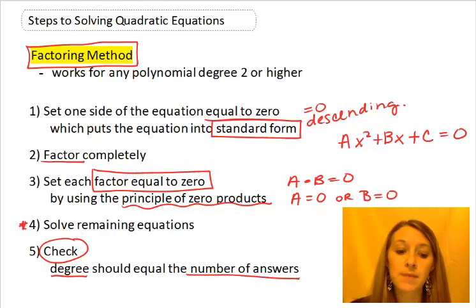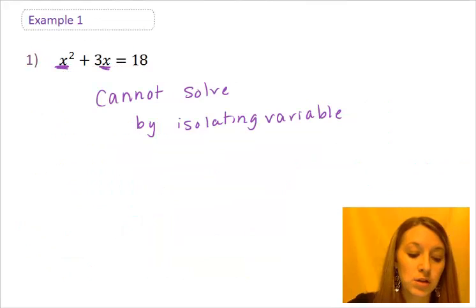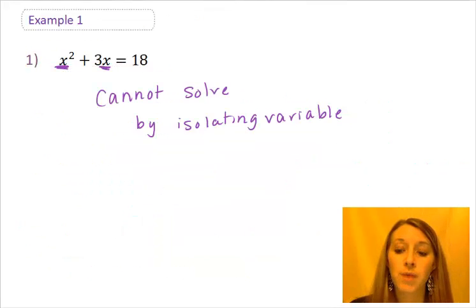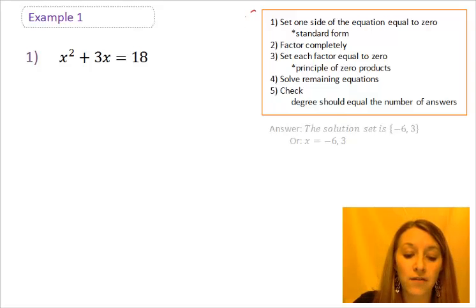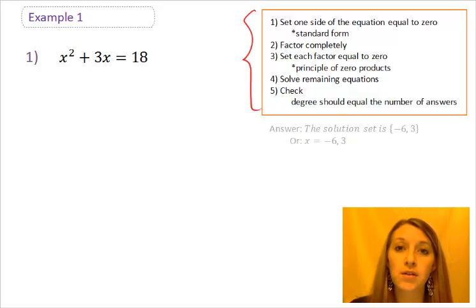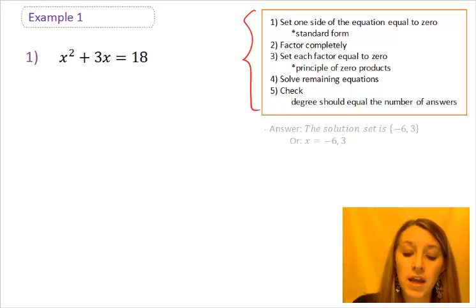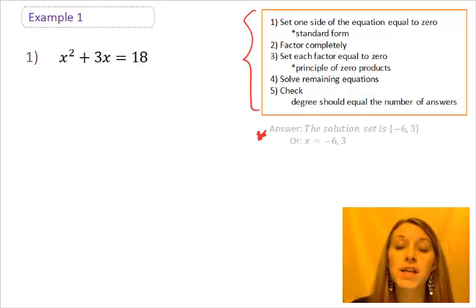Now that we know the steps, let's go and do this example that we talked about previously. We have x squared plus 3x is equal to 18. If you've forgotten the steps, I have given you kind of a cheat sheet up here to follow. And if you would like to work this one on your own first before you watch me do it, the answer is listed right here for this problem and all problems following.